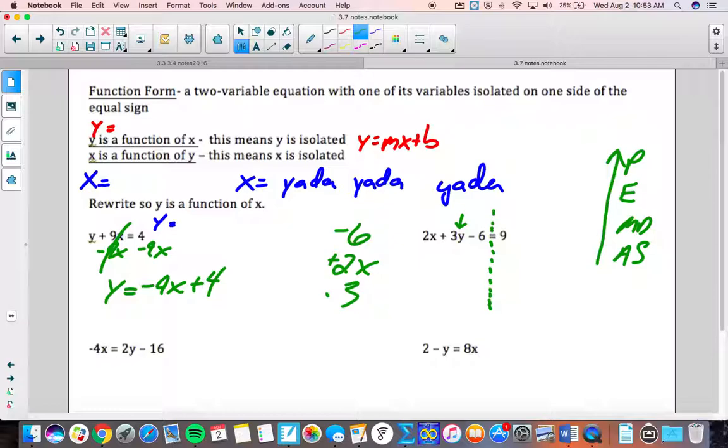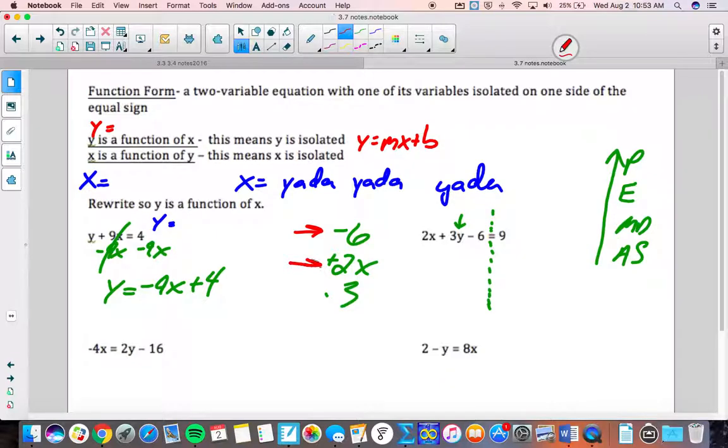So you have to undo addition and subtraction first. Now honestly, folks, it doesn't matter whether you undo the subtraction or the addition first. It's up to you, but you can't undo the multiplication first. It's a no-no. That'll lead you down the wrong path and you'll get the wrong answer.